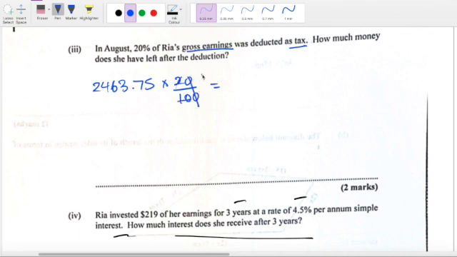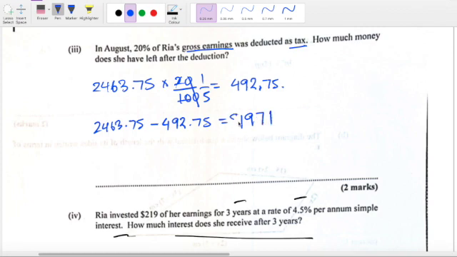And so it'll just be 1/5, which works out to be about $492.75. And so how much money does she have left after the deduction? So it'll be 2463.75 minus 492.75, and we will end up with about $1,971.